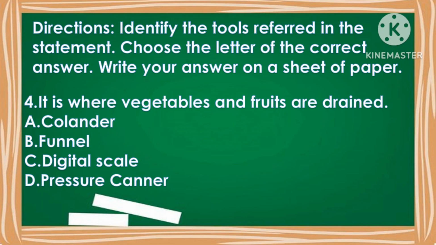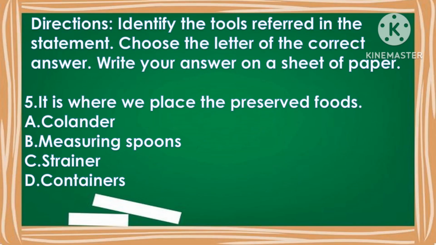Number 4. It is where vegetables and fruits are drained. Letter A. Colander. Letter B. Funnel. Letter C. Digital scale. Letter D. Pressure canner. And the correct answer is letter A. And number 5, it is where we place the preserved foods. Letter A, colander. Letter B, measuring spoons. Letter C, strainer. Letter D, containers. And the correct answer is letter D.